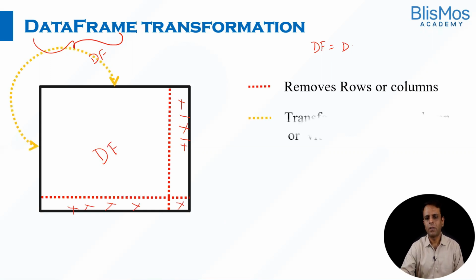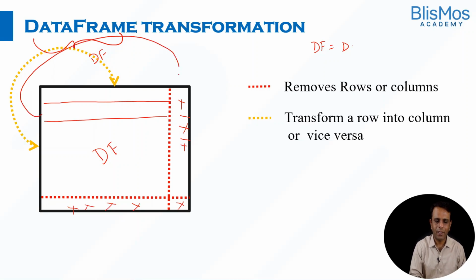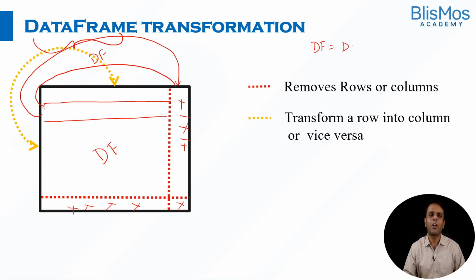Next transformation is, assuming that this is a row, either we can take a row and make that a column or take a column and make that a row. That also we can do. That is one kind of transformation. Do we have a use case for this? Yes, we do have many use cases when we want to handle multiple data sets as a part of our data engineering or data analysis.